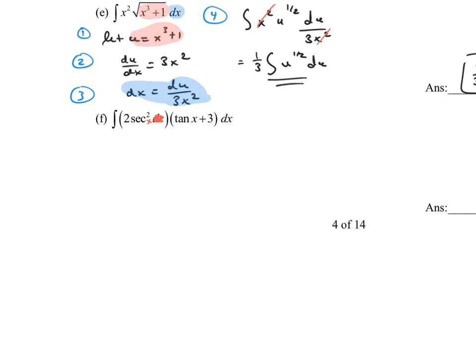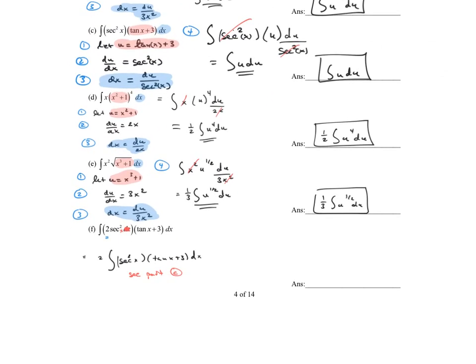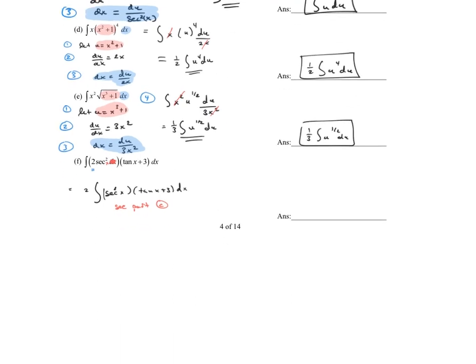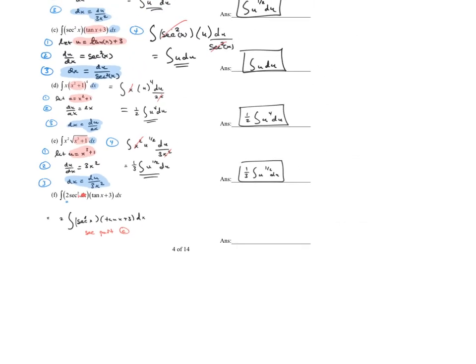Well, the idea is there's this 2 out in front, right? And so what we could do is say this is 2 times the integral of secant squared of x times the tangent of x plus 3 dx. And then here we're just going to say c, part c, which is the part straight above. And when you look at part c, we already did all the substitution, so we already did all of that work. So the only difference is this is going to be 2 times the answer that we got in c. So in this case, it's 2 times the integral of u du when you make those substitutions.